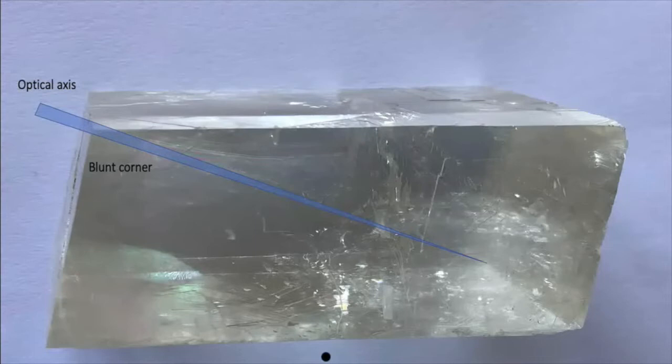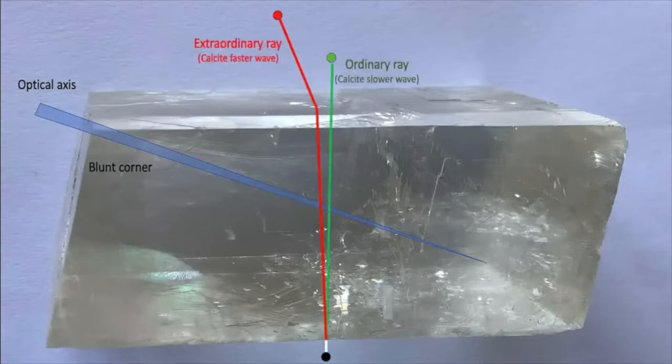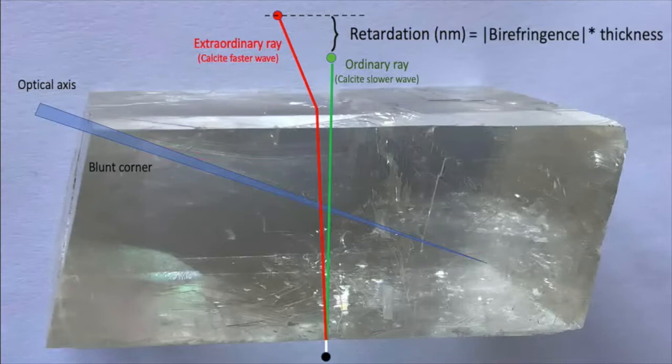As we mentioned before, in calcite, the ordinary ray travels slower than the extraordinary ray, meaning that when the two leave the crystal, there is a delay between the two. This is what is called the retardation. It can be calculated as the product of birefringence by the thickness of the crystal.